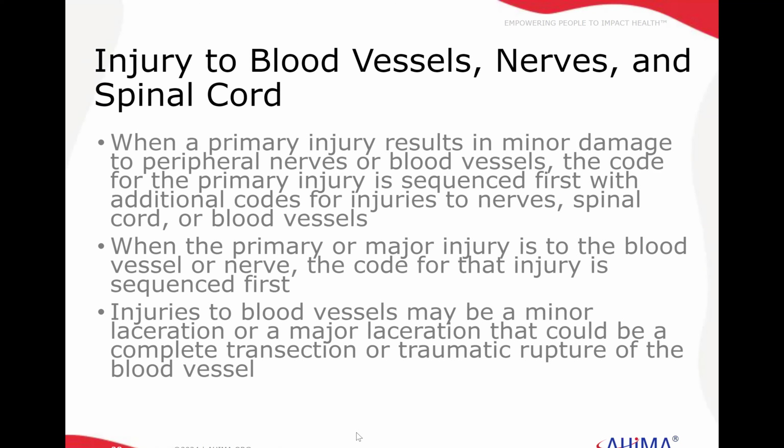We also could have injuries to the blood vessels, nerves, and spinal cords. And again, if we have minor injury to the peripheral nerves or blood vessels, the code for the primary injury is sequenced first, followed by the injury for the nerves, spinal cord, and blood vessels. If the primary or major injury is to the blood vessel, the code for that injury is sequenced first.